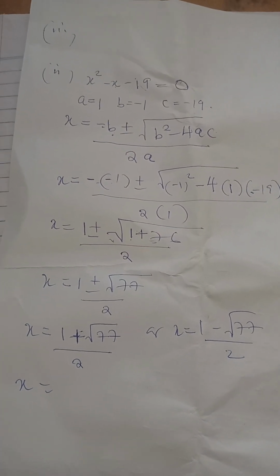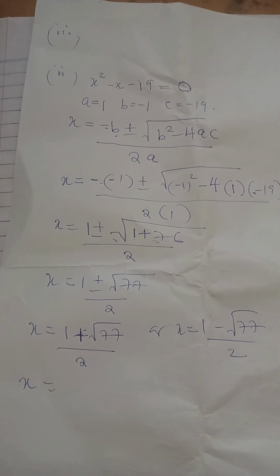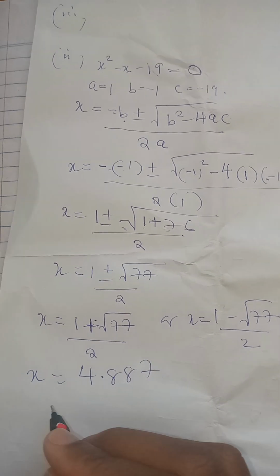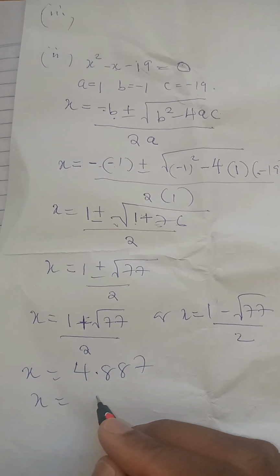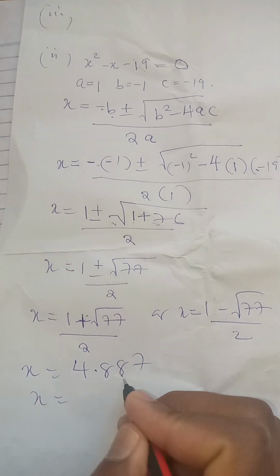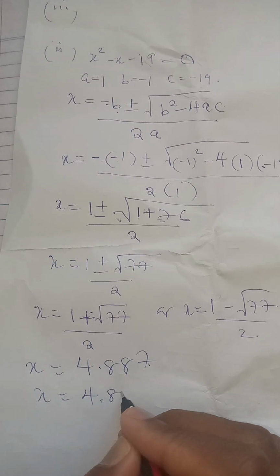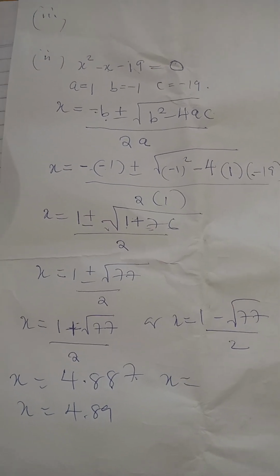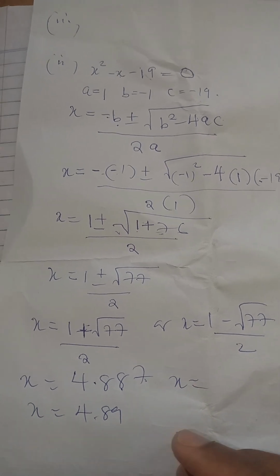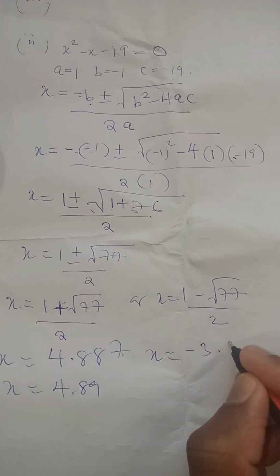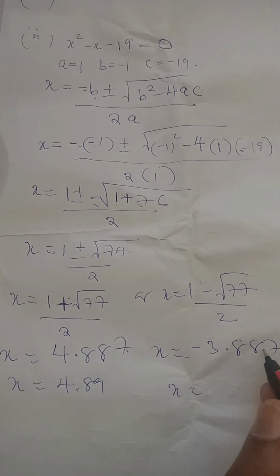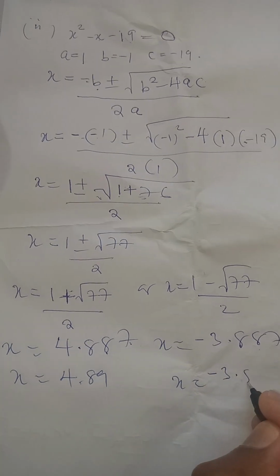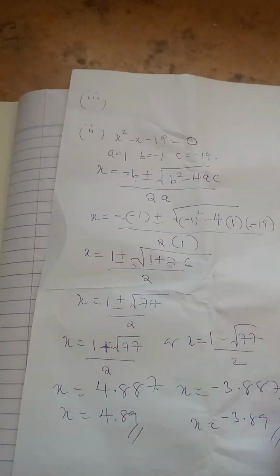So start with this part, compute it on a calculator. 1 plus root of 77 divided by 2 is giving 4.8. Let me get the three significant figures. The number next to the third number there is greater than 5, so we get the 1. So 4.89 done. Then 1 minus the root of 77 divided by 2 is giving us negative 3.887. So here get three numbers, 1, 2, 3. The next number is greater than 5, we get a 1. So negative 3.89. That's how we solve the second question.